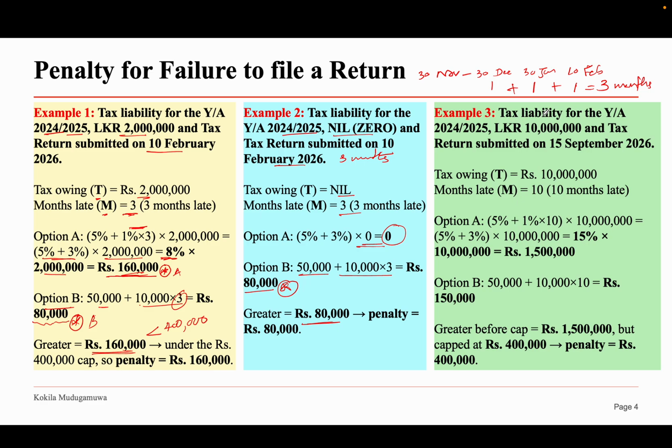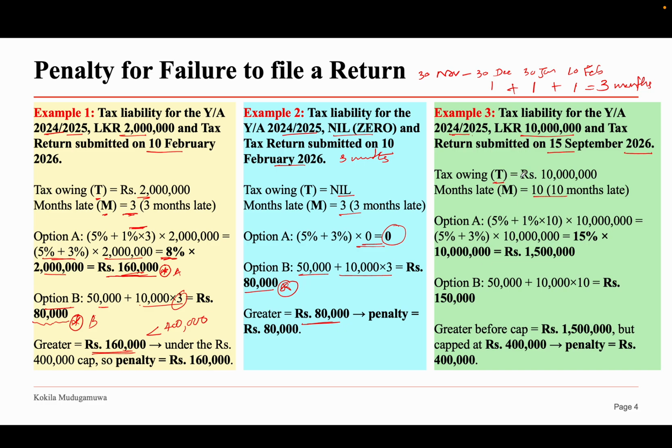And example 3, let's say tax liability for 2024-2025 is 10 million, and the tax return was submitted very late, in September 2026. It is supposed to be submitted on 30th November 2025, but this person submitted on 15th September 2026, so 10 months late, right? Even part of the month counts as one, and altogether 10 months. You can pause the video and count the 10 months to check whether it's correct or wrong.